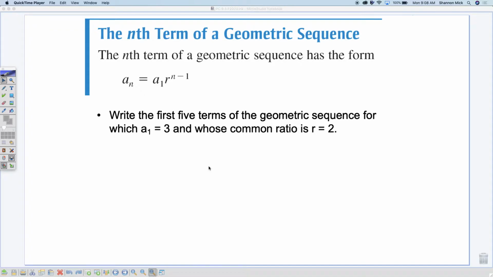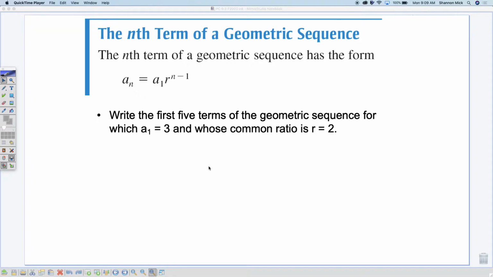Okay, arithmetic has a common difference. I found it by taking the second minus the first, third minus the second, right? Geometric has a common what? Ratio. And I get it by doing what? Dividing the second number by the first number, the third by the second, the fourth by the third. Same thing, but you're dividing.